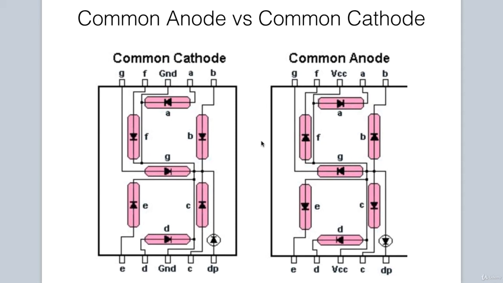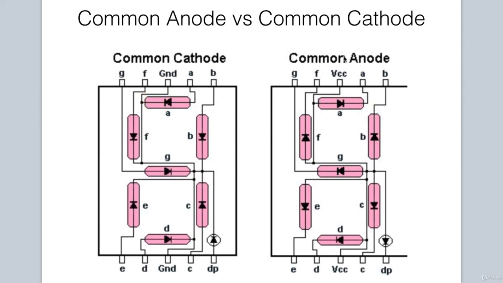Let's quickly discuss the difference between common anode versus common cathode 7-segment displays. For a common cathode, which we will be using for our project, the common pins, which are pins 3 and 8, are connected to ground. This means that in order to light a segment or turn it on, you need to apply a high voltage so that the current can flow into the LED and then back into ground to turn it on.